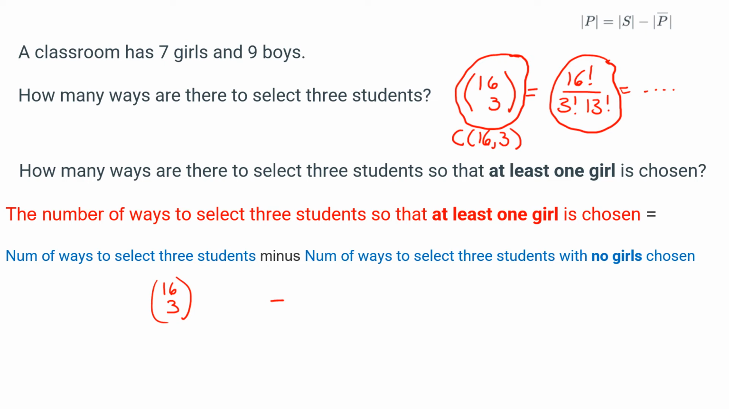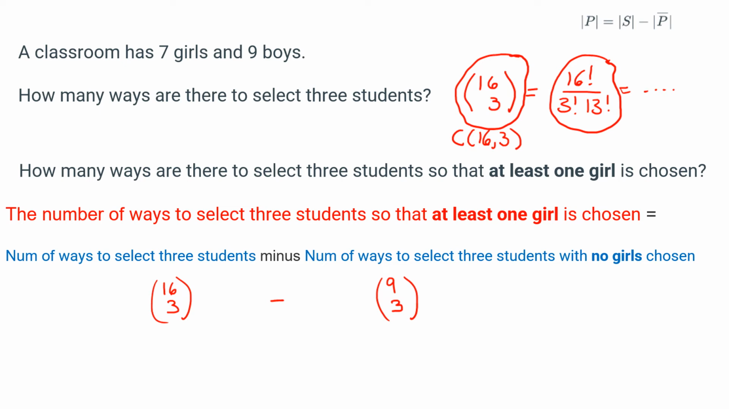The number of ways to select 3 students with no girls means that we've got just the boys to choose from, right? We're going to ignore the girls for now and just choose 3 of the boys. So that would be 9 choose 3. Hopefully that makes sense, because we're just taking 3 out of the boys. So we could get the answer by taking 16 choose 3 minus 9 choose 3.